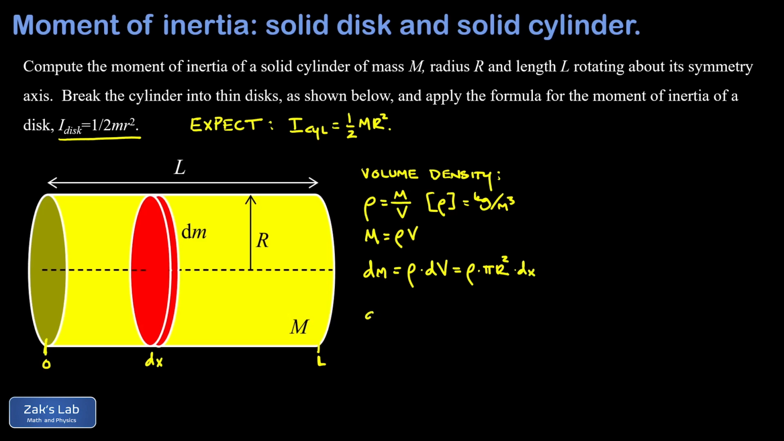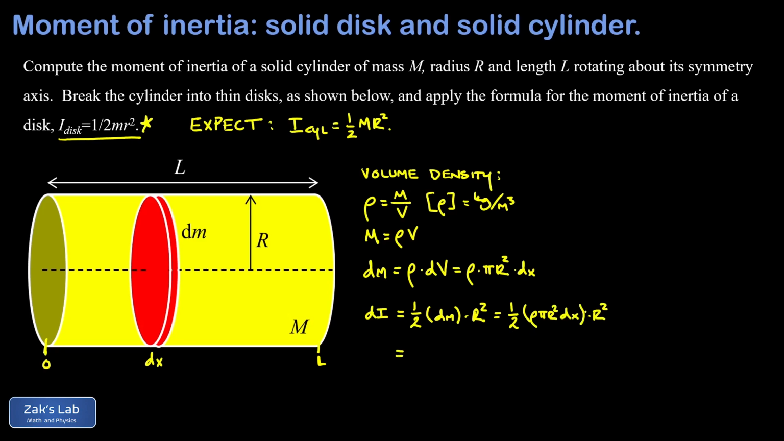The next thing we do is find the moment of inertia contribution of this disk. And here's where we use our formula for the moment of inertia of a disk. It's 1/2 times the mass, so 1/2 times dm, times the radius of the disk, squared, and that's capital R again. So we replace dm with the expression we just found for dm. It's rho times pi times R squared dx. And we have an R squared as a spectator here.